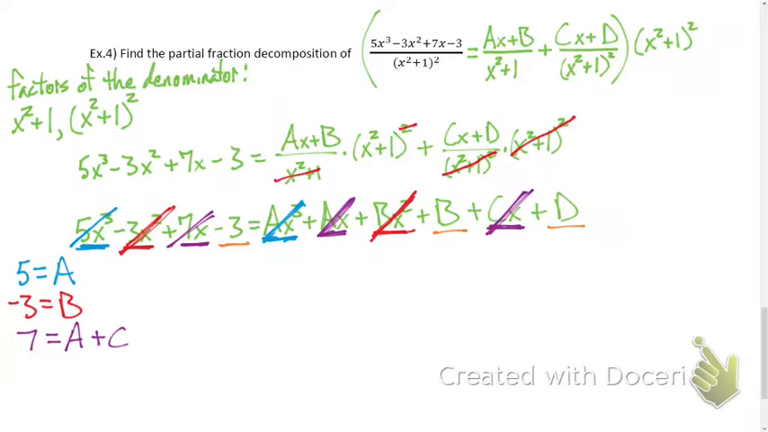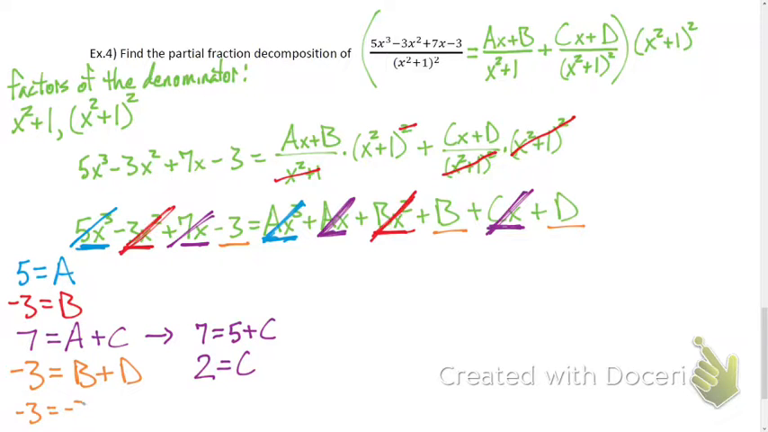The nice thing is this works out very easily because I already have 2 answers. I know A and I know B. Now just plug that 5 into the purple. So I know 7 equals 5 plus C, therefore C must be 2. Plug that -3 into the orange, and you have D. So D must be 0.